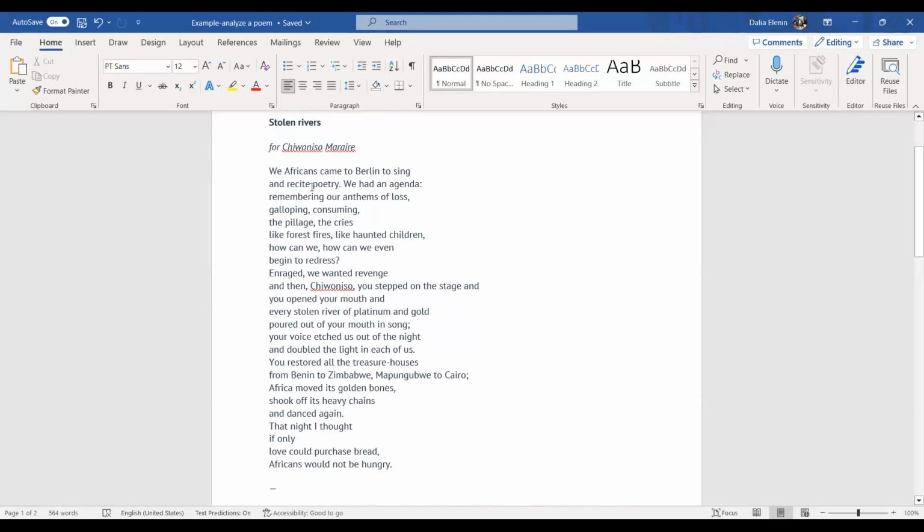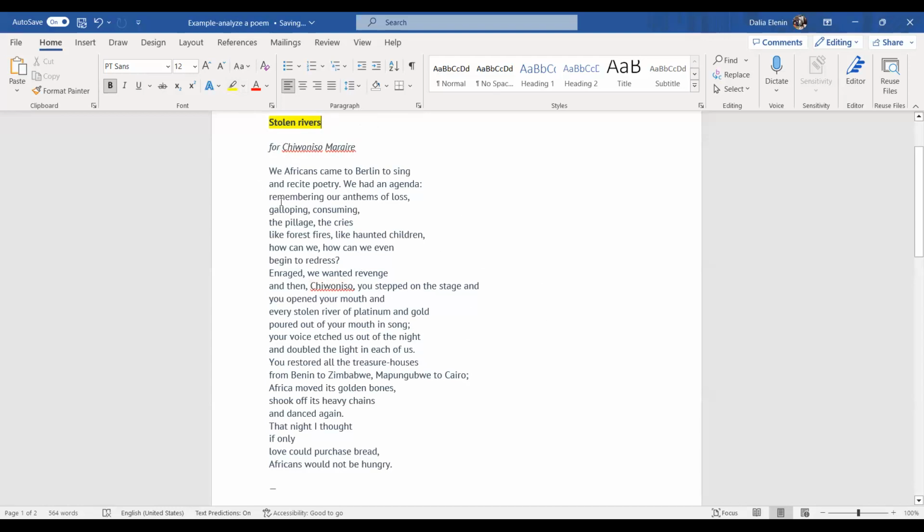So the first thing is to look for, what is this? I'm gonna highlight it here. It's the title. Important for you to know the title, because the title can give you an idea. So here it is, Stolen Rivers. So it has to do something with the river, something to do with the nature, something to do with people suffering from something, because there is stolen, okay?